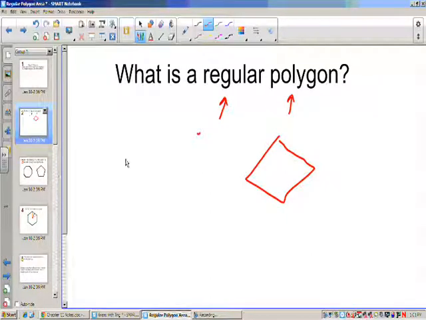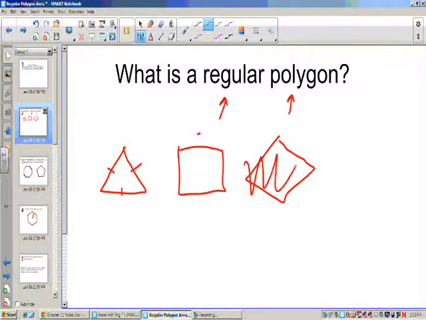So an equilateral triangle is a three-sided regular polygon. Then a square is a four-sided regular polygon because all the angles are equal and all the sides are equal. And then a five-sided one, we would have a pentagon where all the sides are equal, all the angles are equal, and so on.